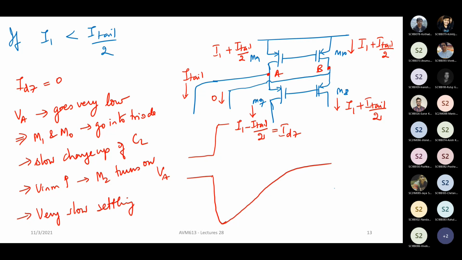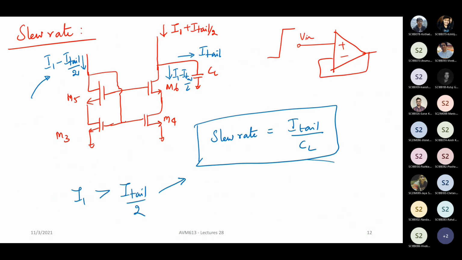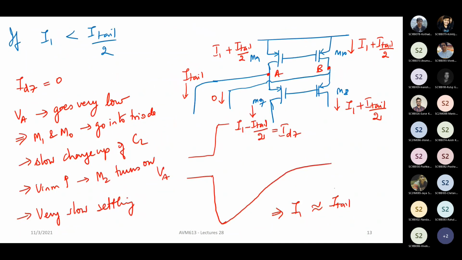All right. And this is the reason that people take I1 to be at least nominally equal to I tail, at least equal to I tail, right? If you take I1 equal to I tail, then even when you have a large jump, you're not going to go into this extreme current starvation mode, whereby you have a very slow settling happening, right? So this is another important thing that you have to keep in mind.